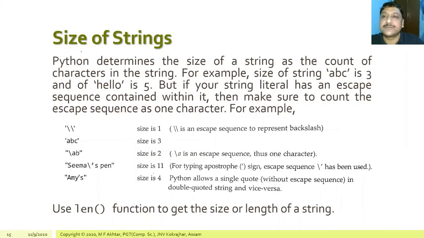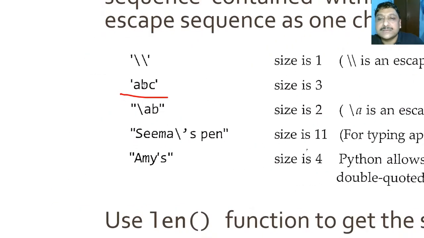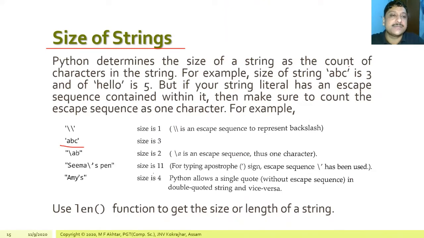Now, the size of a string: how can we measure it? Each character in a string needs 1 byte of memory. For example, "ABC" will need a size of 3 bytes, because 3 characters are there and each character requires 1 byte of memory. Python determines the size of a string as the count of characters in the string. For example, the size of the string ABC is 3. The word hello contains 5 letters, so its size is 5.